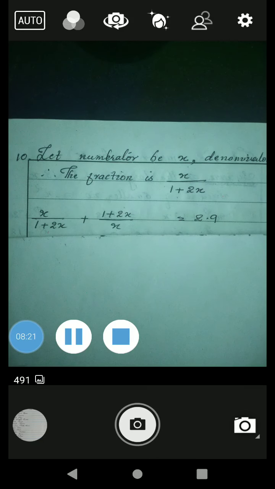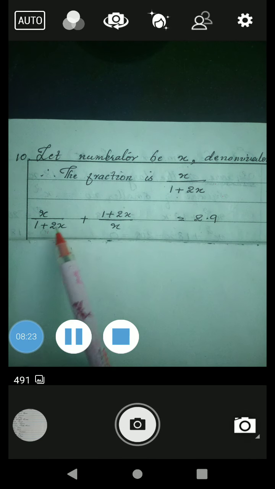Therefore, what is the fraction? Fraction is numerator by denominator. Here, x by 1 plus 2x. Again, read next statement. Next statement is, if the sum of the fraction and its reciprocal, therefore x by 1 plus 2x plus its reciprocal, that is 1 plus 2x by x equal to 29 by 10, right? Now just to simplify, in this way we can form the equation using the given statement.